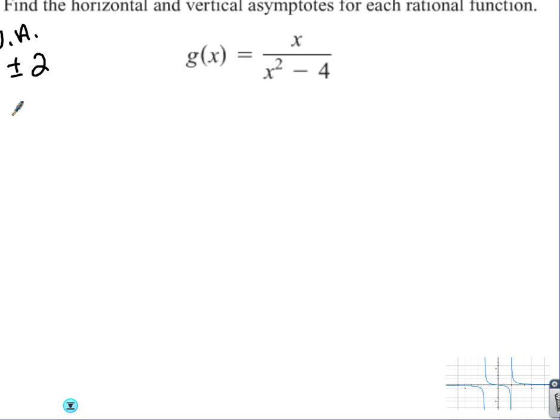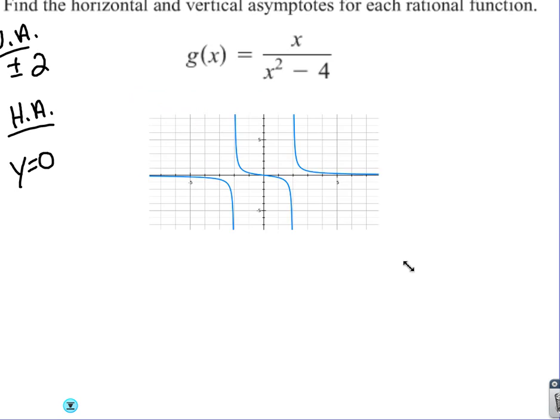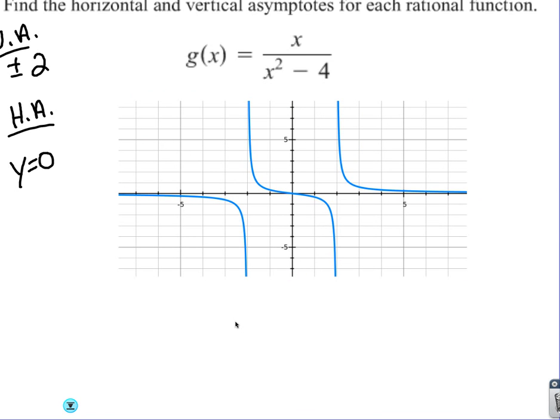This is very similar to the last one. I don't know why I gave you 2 of these. Your horizontal asymptote: since the degree of the top is 1 and the degree of the bottom is 2, it's going to be y equals 0 again, right? And you see another example of that here. Notice where your vertical asymptotes are, at positive and negative 2. And at the extremes, y equals 0. It's approaching that y equals 0 line, but it does do something a little bit different in the middle.